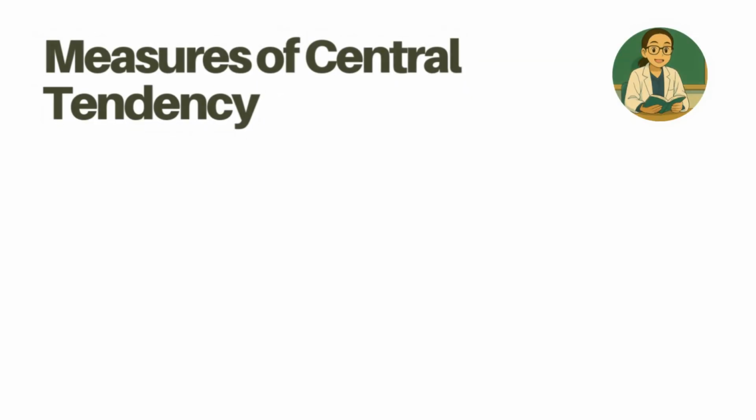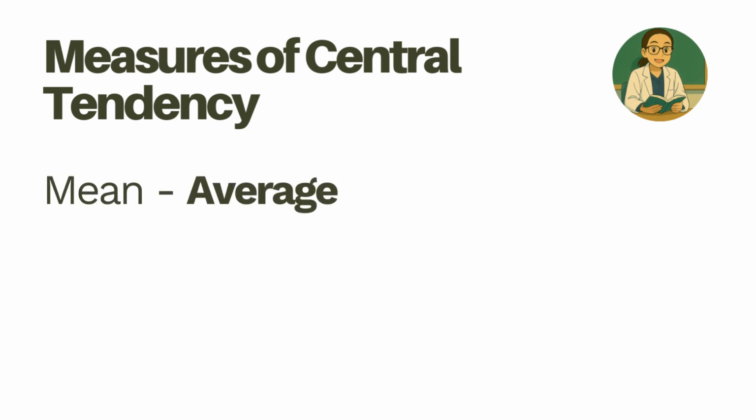Let us now discuss measures of central tendency. These are statistics that tell us the center or typical value of a group of data. The mean is the average. It is computed by adding all the values and dividing by the total number of values. The mean is commonly used when the data are evenly distributed.